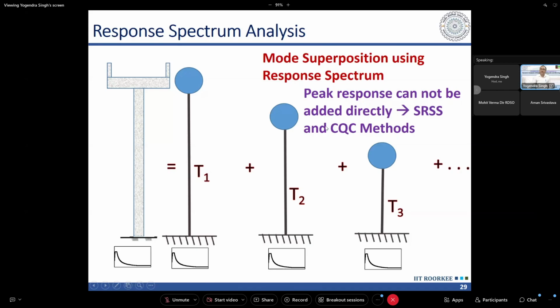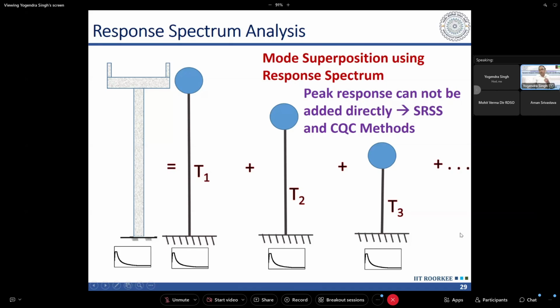So CQC is a better method, more realistic method of combination. So we should use most of the times CQC. Then we can perform the analysis, as I said, under time history as well as response spectrum in different modes and combine. But here again, I am considering only a few modes. Generally we are not considering all the modes.